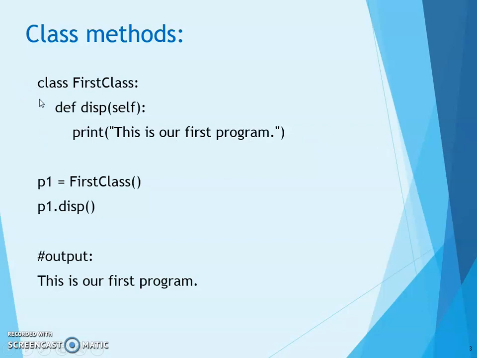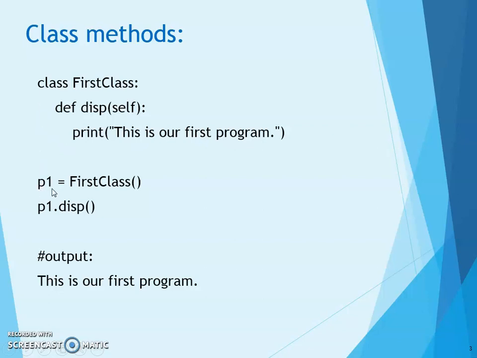A class is defined. This is the definition of a class, started with the class keyword, the name of the class, and a colon. Inside the class, we are not defining any variable here. We are just defining one method. A function or a method starts with the keyword def, followed by the name of the method, and here we are passing one argument, that is self. Inside this class method, we are printing only a string, that is, this is our first program. Now this is the class definition.